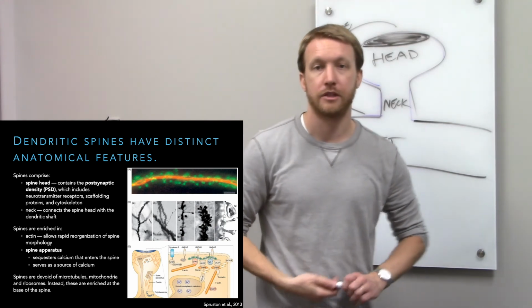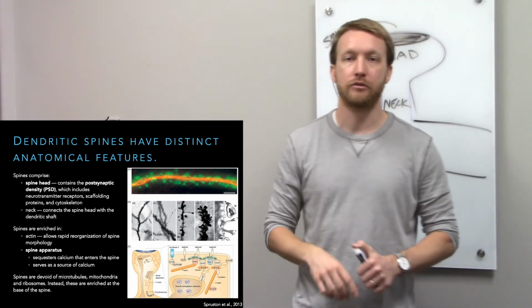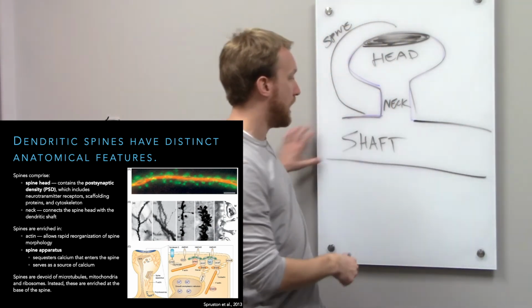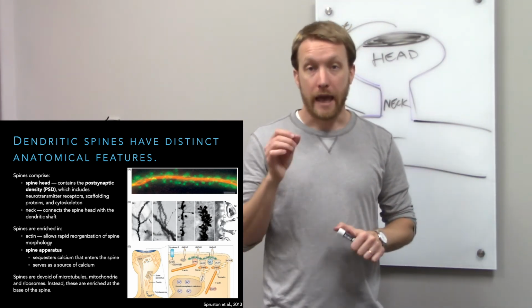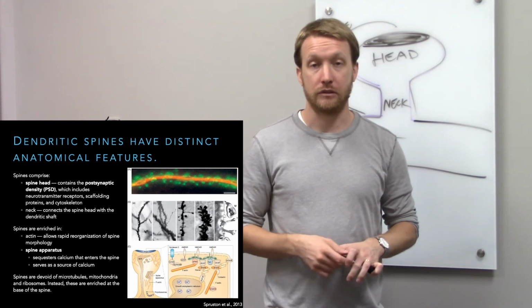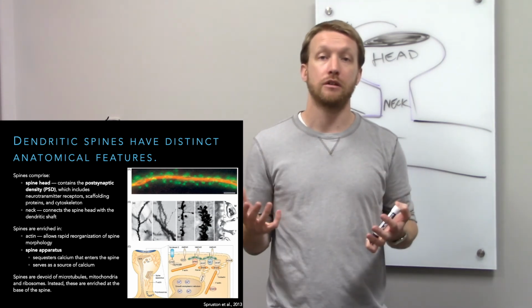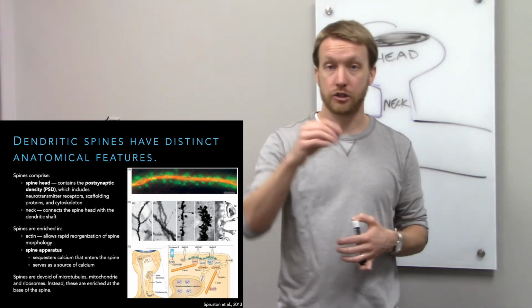So look at that colored picture on top. Red is showing you microtubules, that's filling the shaft, but in the head we find all that green actin. Actin is a much more dynamic cytoskeletal filament. And so this should tell you that spines can grow and shrink, and that's true.